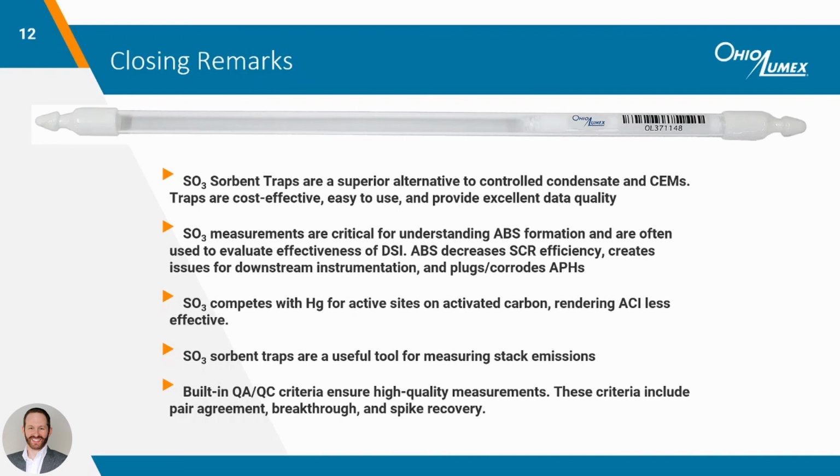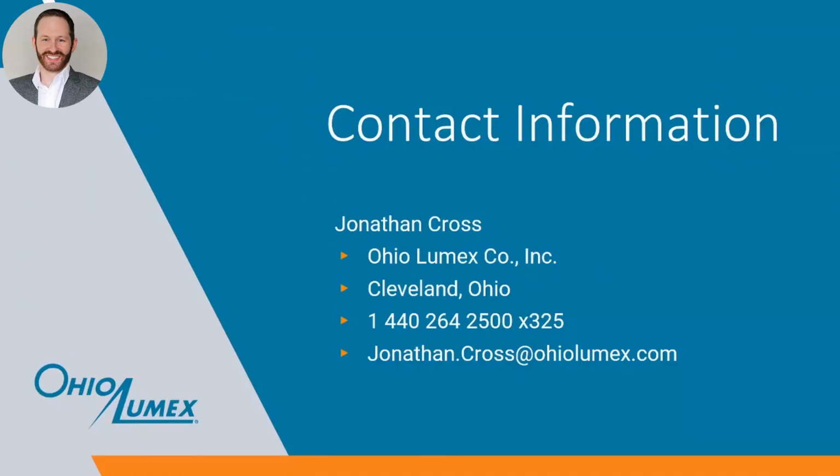Finally, the SO3 sorbent trap is a trusted method of measuring SO3 because it is modeled after method 30B, the reference method for mercury. The sorbent trap method includes built-in QA/QC to ensure high-quality measurements, including pair agreement, breakthrough, and spike recovery.